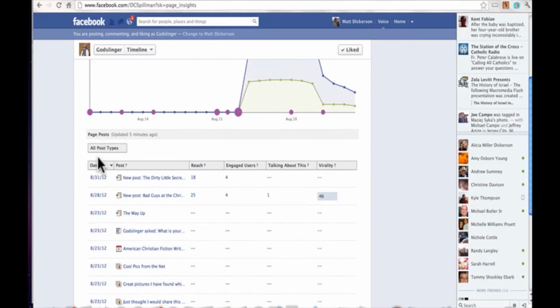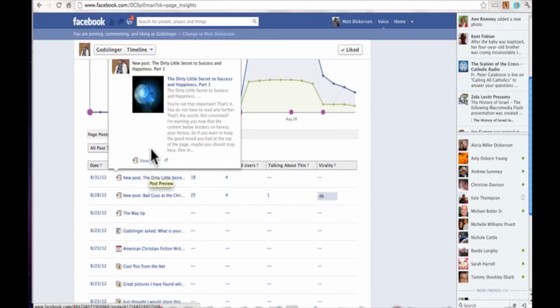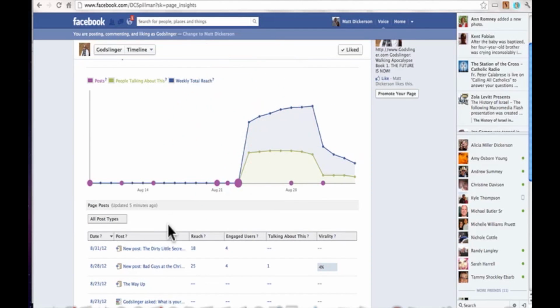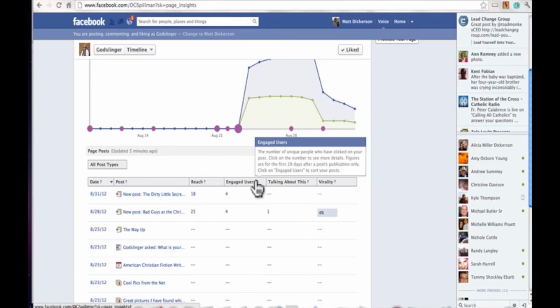This is going to show you page posts. Now the one that's opened here is all post types. You can actually click on this, and if you just want to look at how your pictures or your links or videos are doing, you can do that. But this is going to lay them all out. It's going to show you the date, the post. If you want to see what that is, you can click on it and it'll open it up so you can see, oh yeah, I remember doing that post. You can see the number of people that it reached, how many engaged with it.